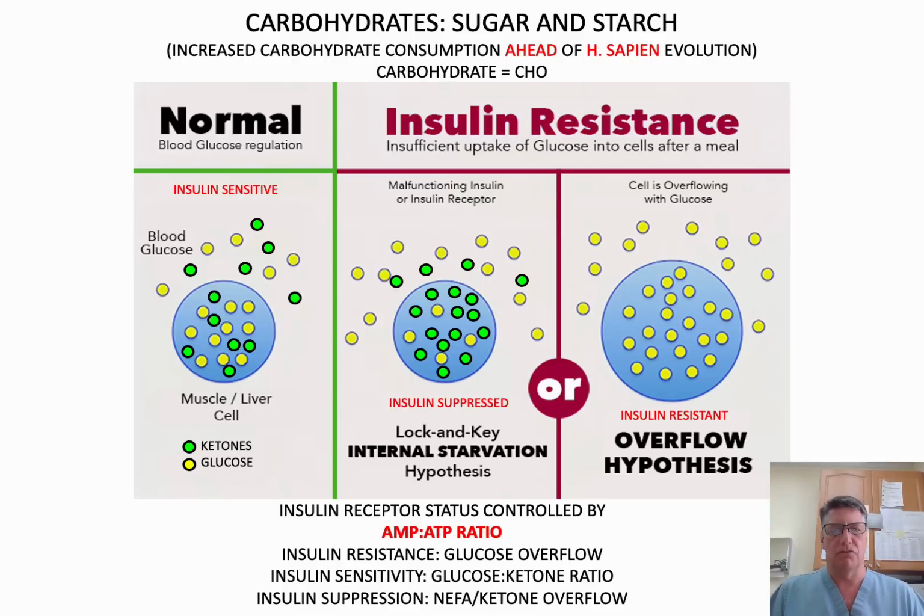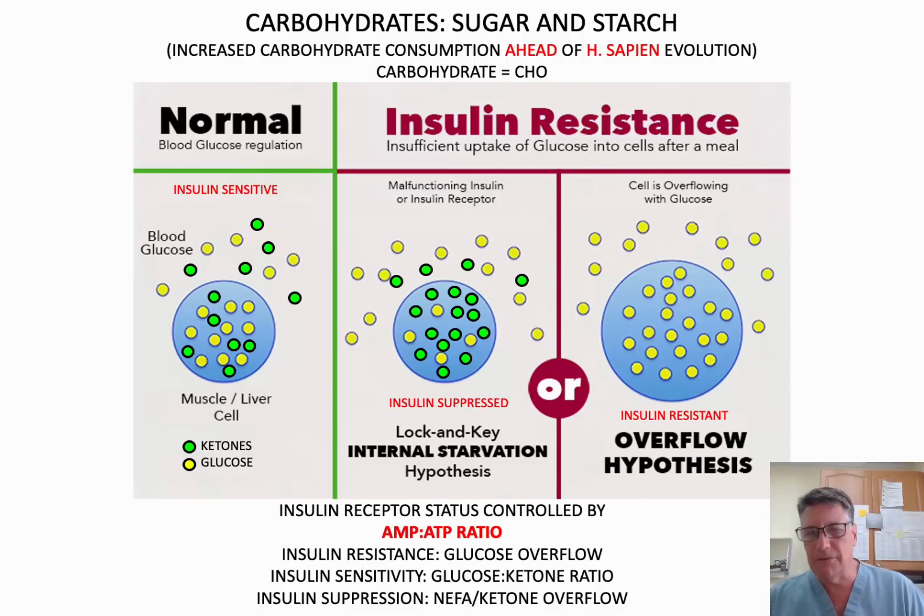When the system goes awry, when you've got chronic excessive carbohydrate consumption and there's excessive carbohydrates in the bloodstream, the cell is continuously flooded with an overflow of sugar. And therefore, the ATP ratio is high, and the feedback to the insulin receptor is to shut it off and to minimize the number of exposed insulin receptors.